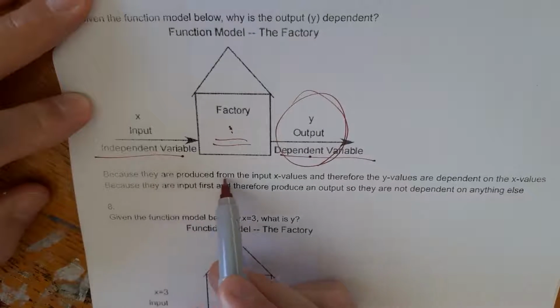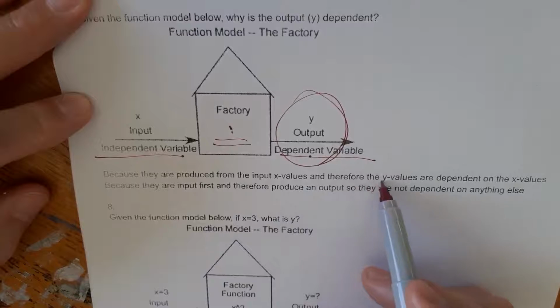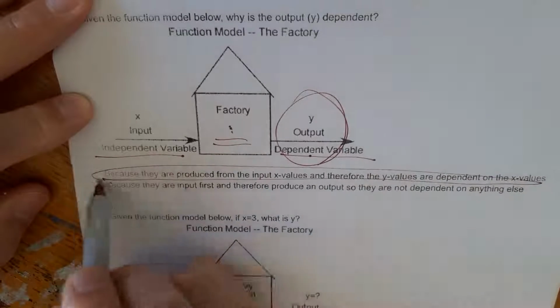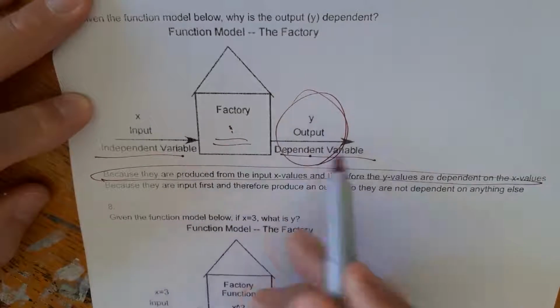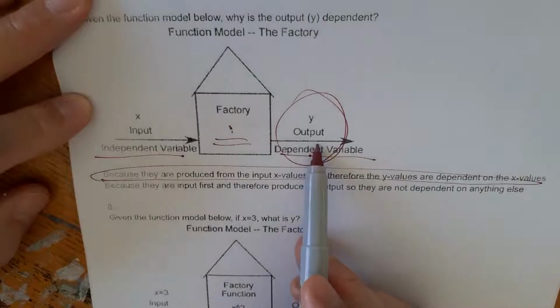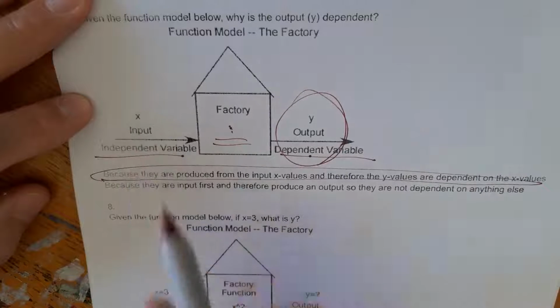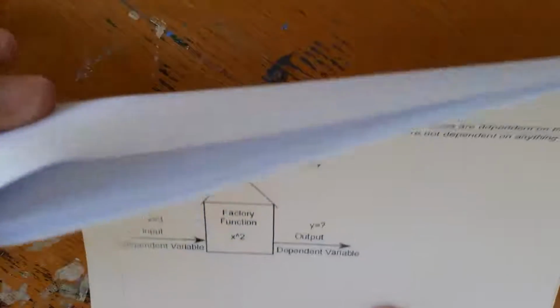Because they are produced from the input x values, the y values are dependent on the x values. It just depends what you put in for x. Now what the factory does depends. So these are dependent. But this one's independent because we just select it. We pick it out. I could use a 5 or a 10 or a 15, right? Doesn't matter. I can pick it. I'm independent in my selection there, and it's an independent value.